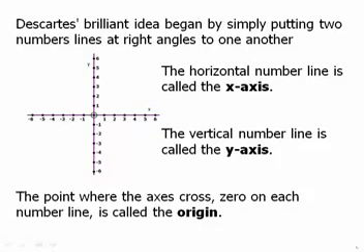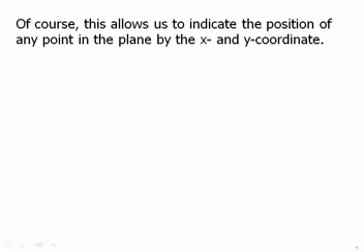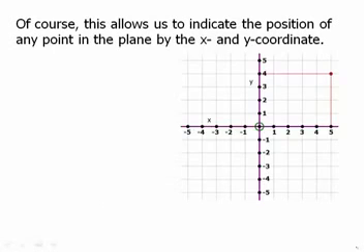The point where the axes cross, 0 on each axis, is called the origin, and that's considered the center of the entire plane. Of course, this allows us to indicate the position of any point on the plane by the x and y coordinate of the point. So for example, we look at this particular point.